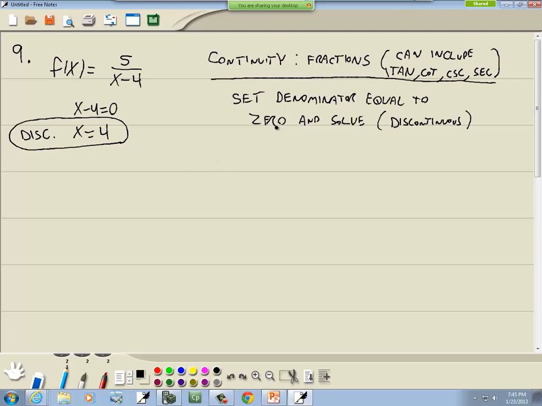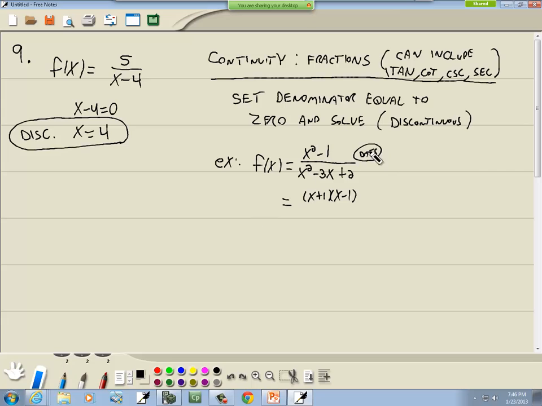Okay. Well, let's talk about removable and non-removable. And I'll show an example here. Okay, I got f of x is equal to, let's see, x squared minus 1 over x squared minus 3x plus 2. Okay. Well, if I factor the top and factor the bottom, this becomes x plus 1, x minus 1. Difference of squares.